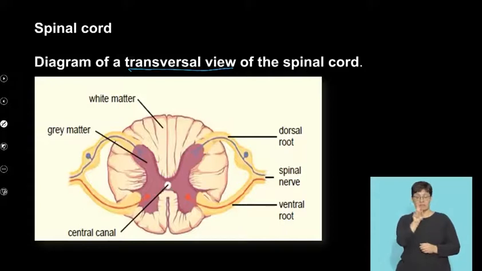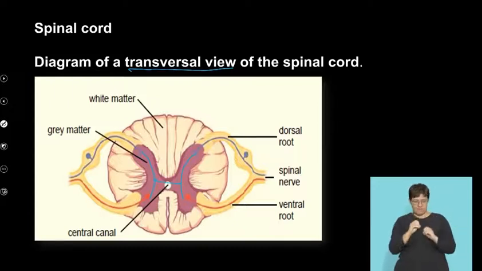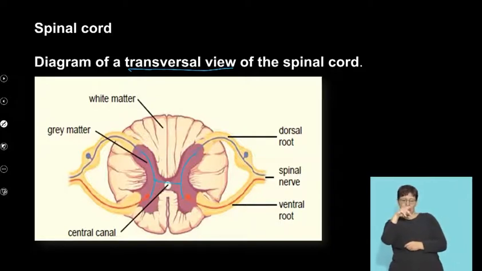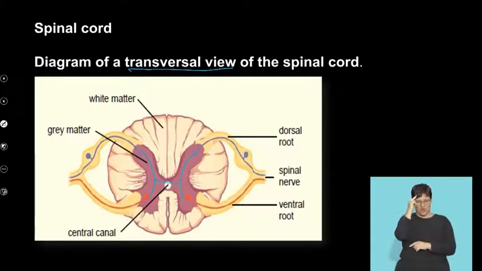Firstly, the first thing that you will notice is that it is white on the outside and there's a gray area here. It looks like an H. Right. The gray matter is the cell bodies of the neurons that have nuclei and cytoplasm, and that gives it its grayish color. And the neuron fibers, which are more white, will be on the outside. So you've got white matter on the outside and gray matter on the inside. There's also a central canal which contains cerebrospinal fluid, also for protection.